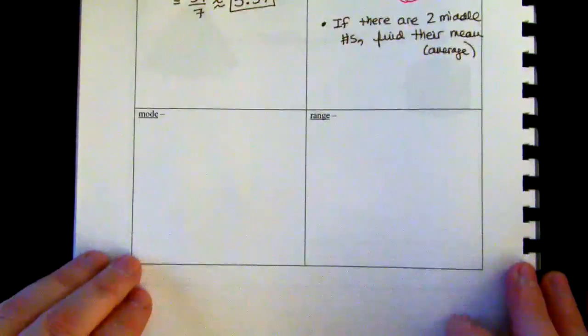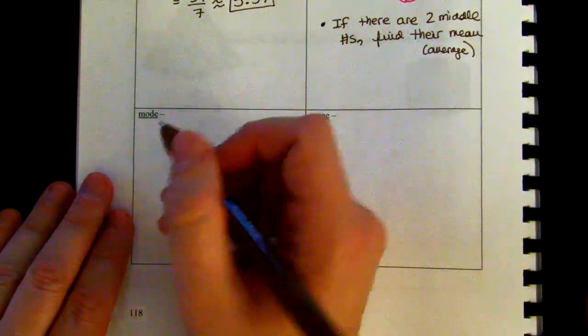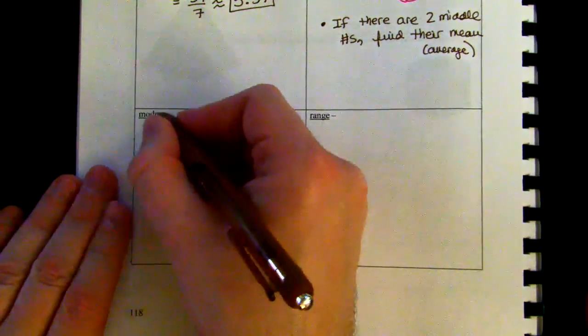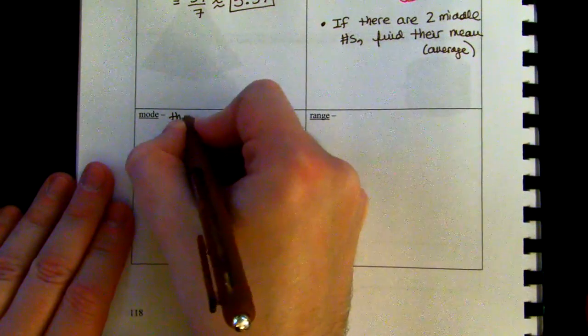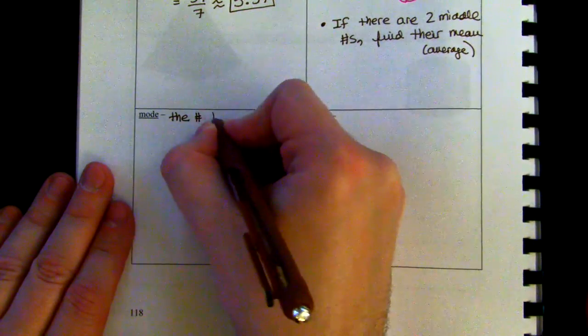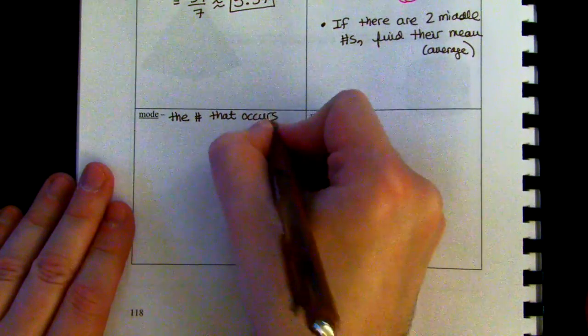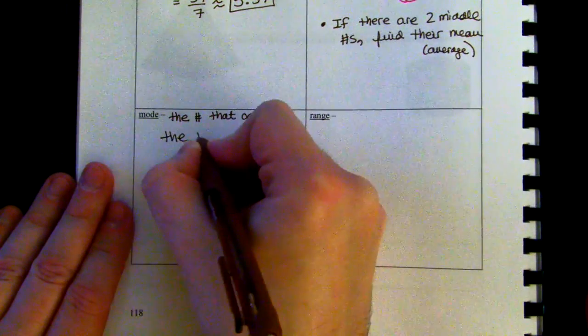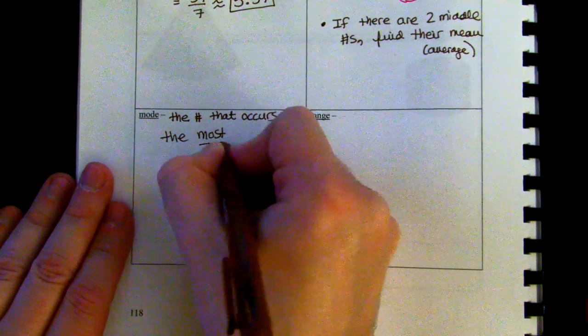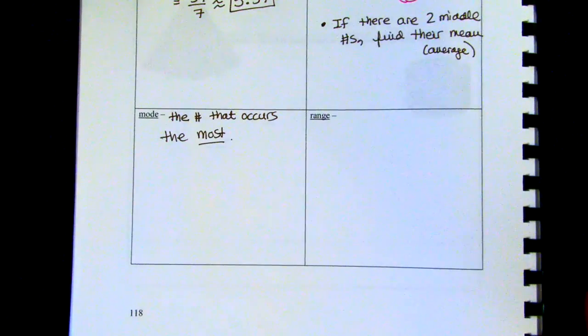Next, the mode. The mode is the number that occurs the most often. The mode is the number that occurs the most. The mode, the most, they both have an O in them. Mode is the number that occurs the most. Get that one copied down.